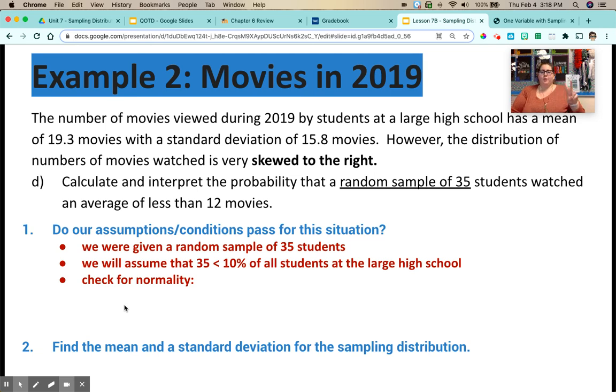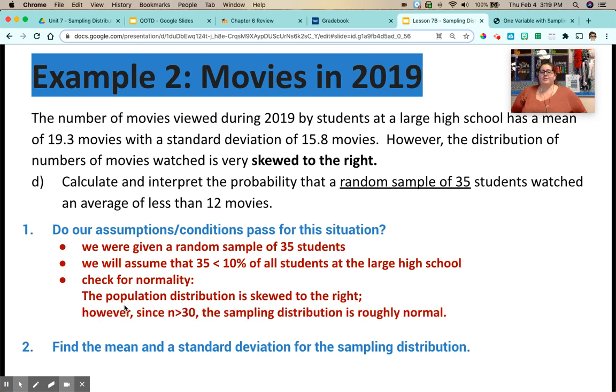Remember, there were 2 ways. One way is if the population is normal. It's not. The second way is, is my sample size bigger than 30? Yes, it is. So even though my population distribution is skewed right, because n, the sample size, is greater than 30, we know our sampling distribution is roughly normal, and that's the central limit theorem.